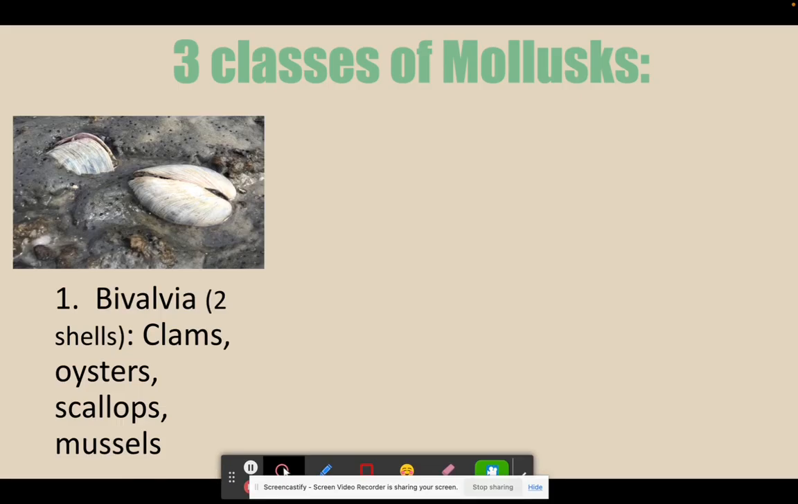And if you think about mussels or clams or oysters, they are usually attached to something. That is their foot that they use to attach. They also have gill-like structures inside of them so that they can extract the oxygen from the water. So that's a bivalvia.